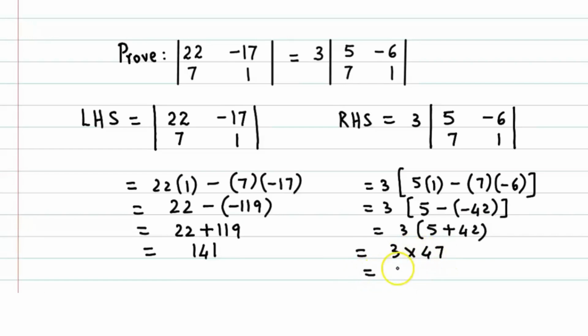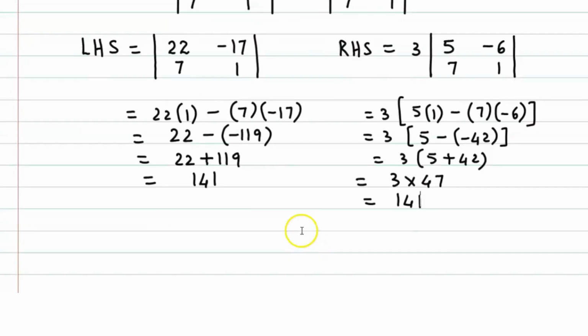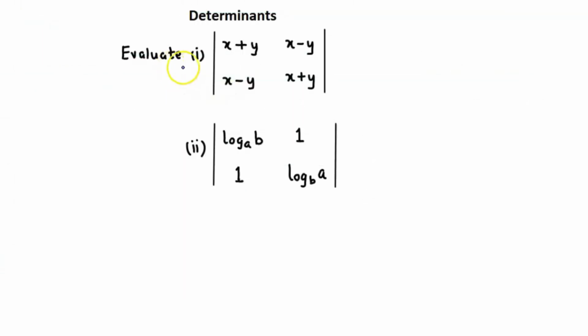Now if we take the product, again we obtain 141, and hence we could say the left hand side is equal to the right hand side. The question is evaluate, and the first determinant has these 4 elements. So let's evaluate that.